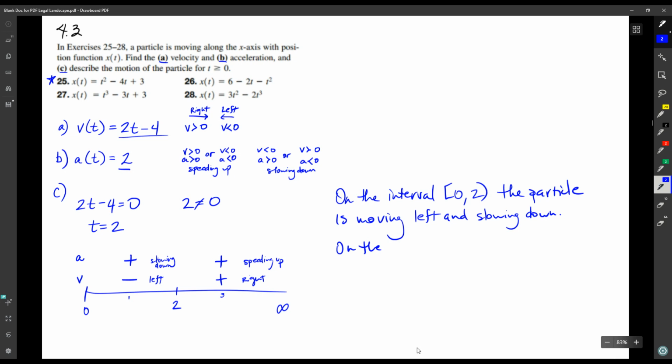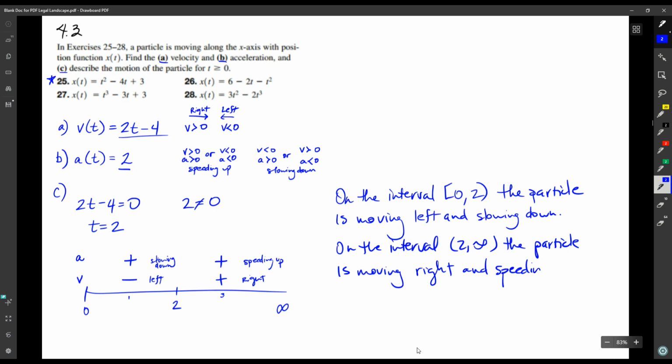On the interval 2 to infinity, the particle is moving right and speeding up. Now, why is it that I did not include 2 in either interval? I went with the parenthesis around 2, both at the end of the first interval and at the beginning of the second. It's because at time equals 2, our particle is technically at rest.